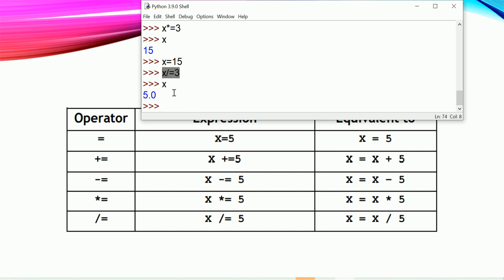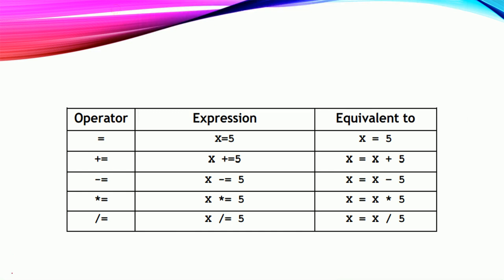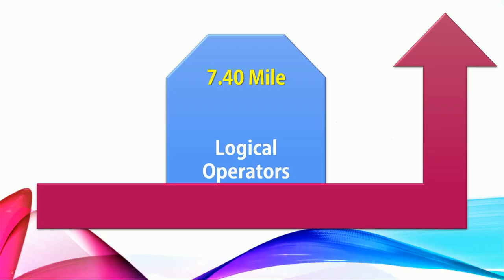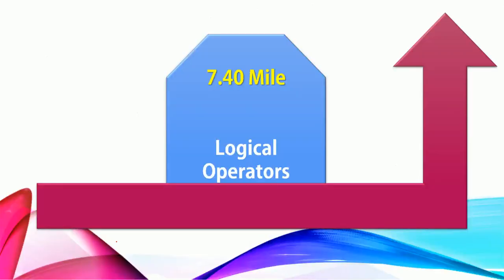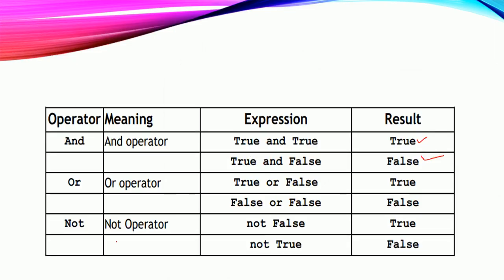Now I think you understood. If you have any query, you can ask me in the comment box also. Now next is 7.4, the logical operators. In these logical operators also we'll get the result in boolean, like true or false. In logical operators, what things are there? Logical operators are used logically: and, or, and not.